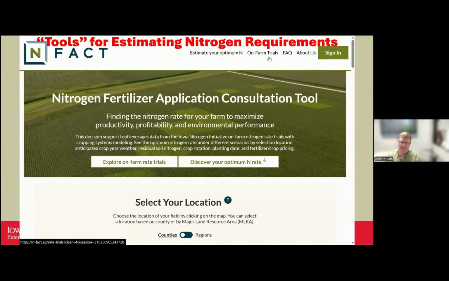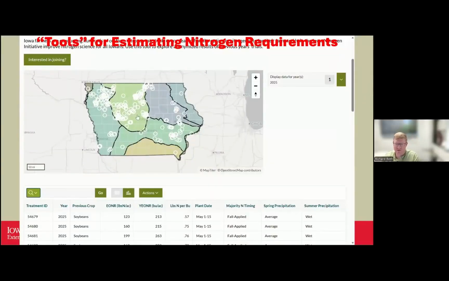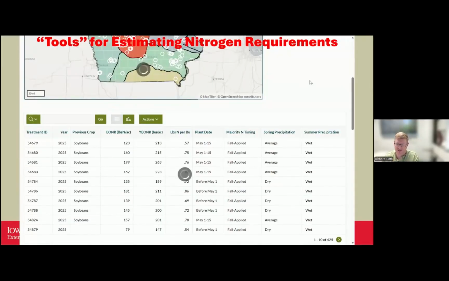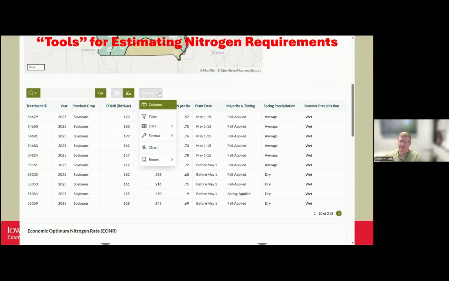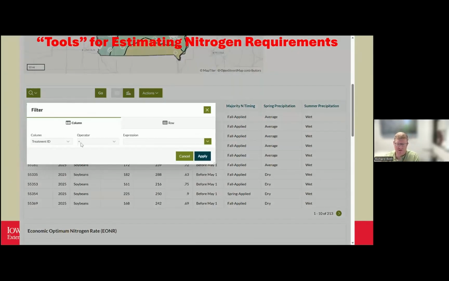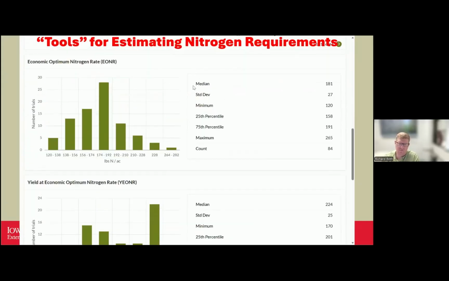When you get to the website, which is in-fact.ag, if you click on the on-farm trial results, you can choose your region. It's going to load all of the data. You can filter it by all of the columns that you see there. Probably one of the most useful is filtering by previous crop, which is what I'm doing here. I'm going to set it to corn, which is going to give us all of the continuous corn data from the INI on-farm trials.